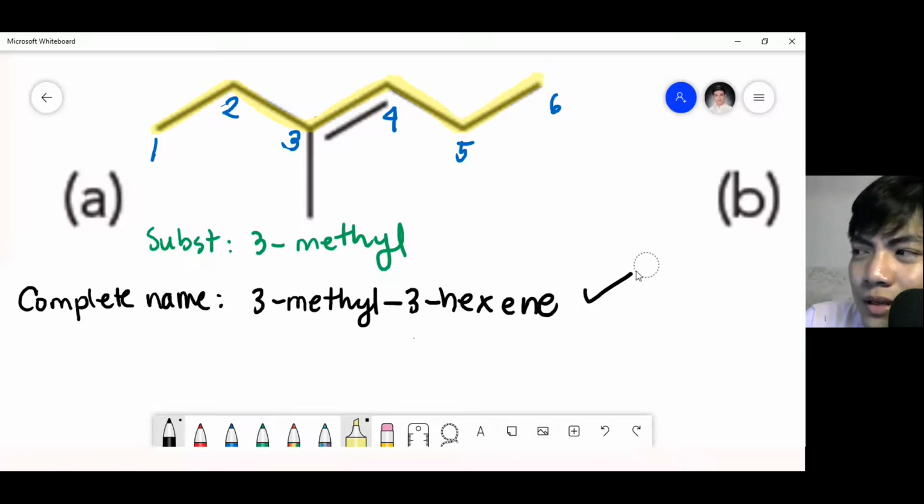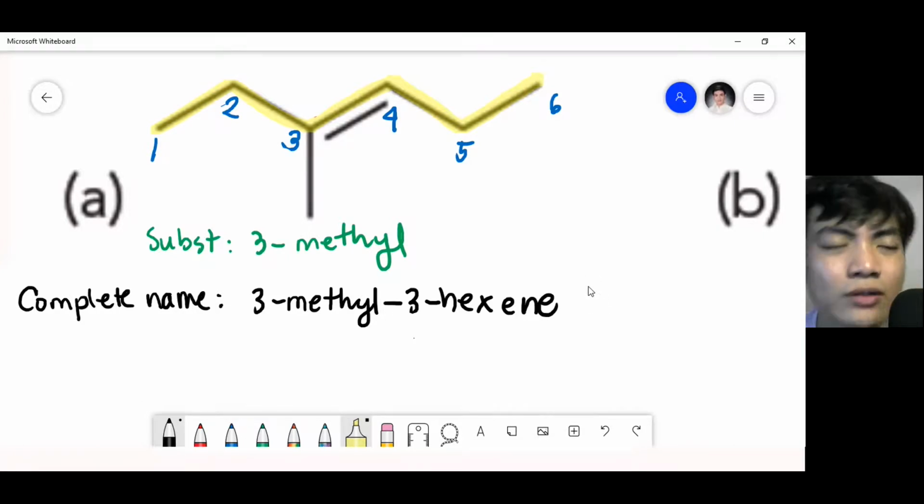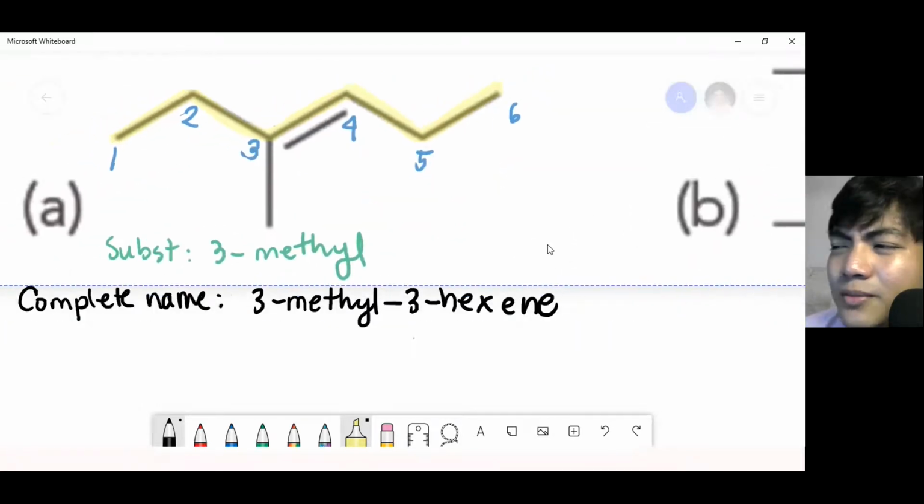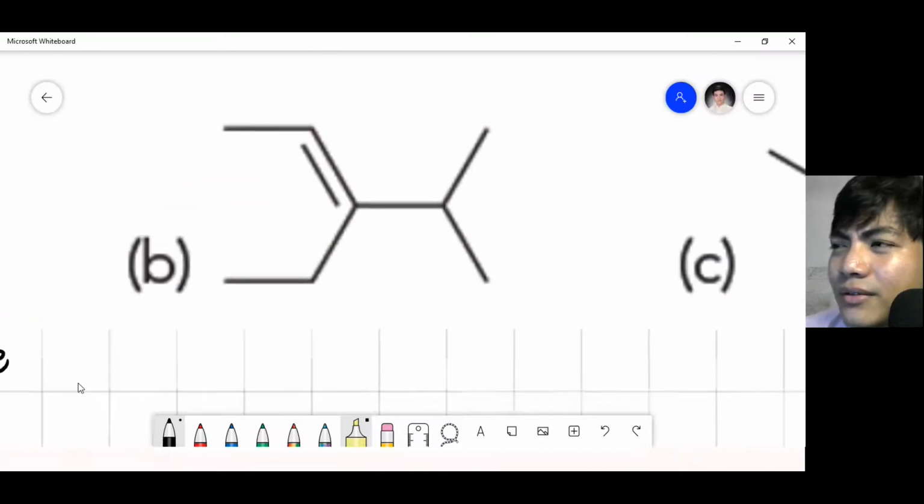So, this one will be used. So, kapag nag-type kayo ng answer sa quiz or sa practice quiz, ganyan dapat. Okay? So, no spaces, only dashes and comma. And the locant for your double bond or your triple bond should be written before the parent name. Okay. Let's proceed with the next one.